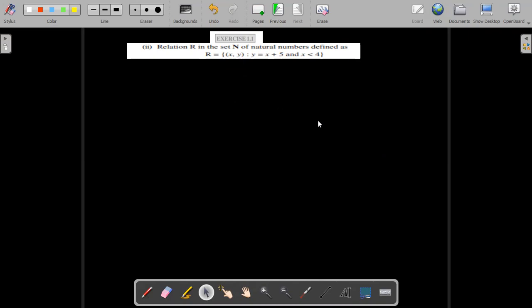Reflexive, symmetric, and transitive. So here the relation R is on the set N, instead of A. So N is the set of natural numbers. We know what N is: N is 1, 2, 3, 4, 5, and so on. N is a set of natural numbers.